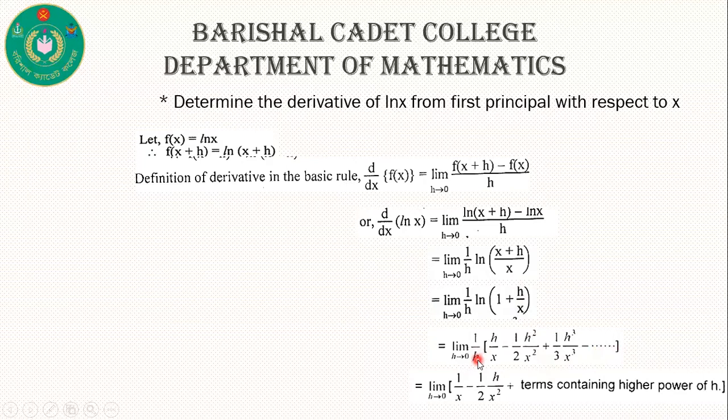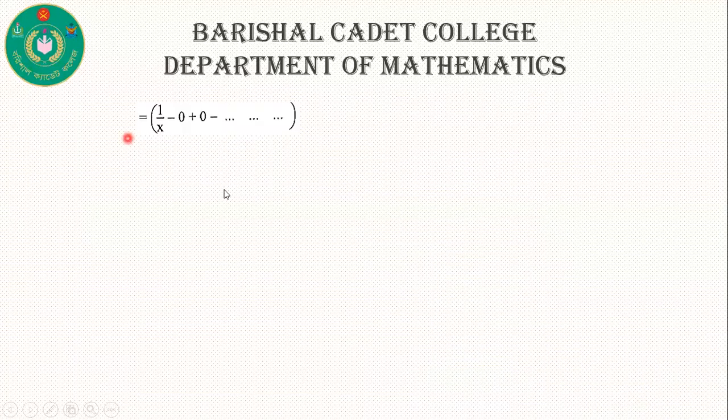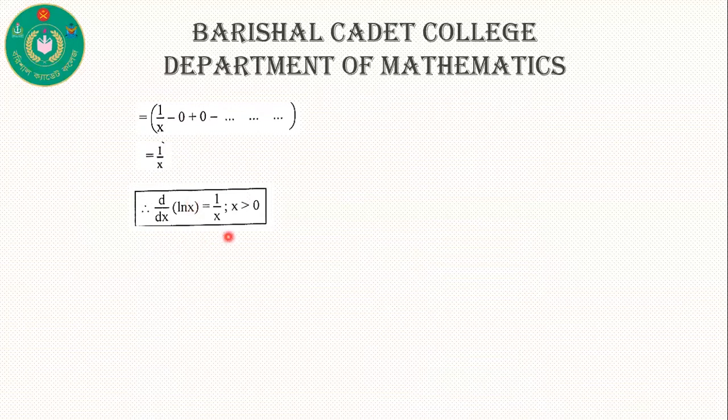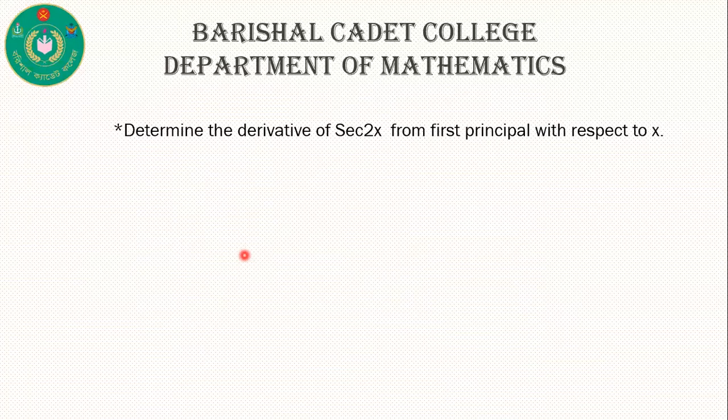Now h is common, so we can write 1/x - (1/2)(h/x²) + terms containing higher order of h. Then putting the value of h equal to 0, we get 1/x - 0 + 0, which is 1/x. So d/dx ln x = 1/x. This is our required formula. We use this formula when we solve differentiation related problems.